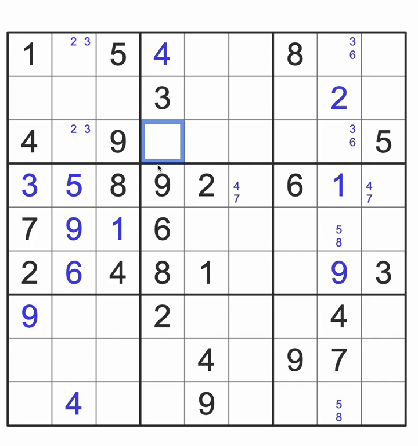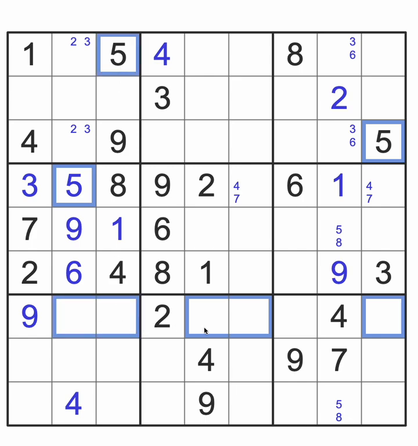I guess I should look at box 8 for that first. Here's 5, which blocks this cell. So in column 4, 5 will have to be here or here. And because they're in the same box, these cells cannot be 5. And focusing on row 7, these cannot be 5 because 5 will be here. So these cannot be 5.